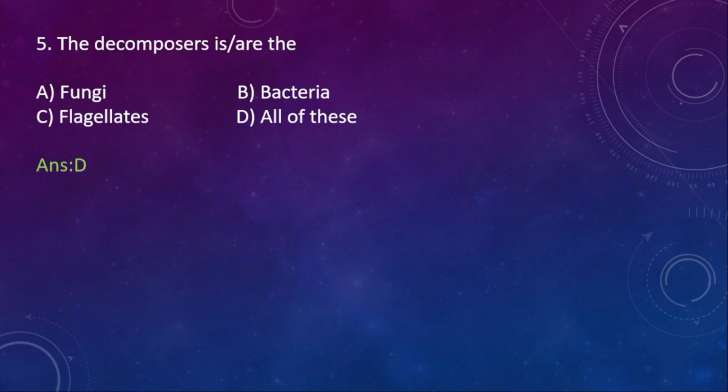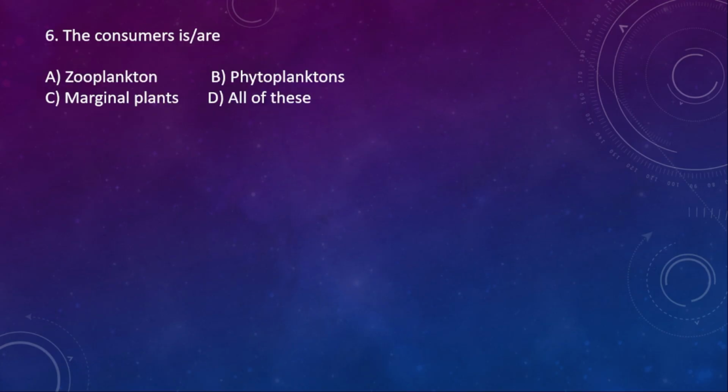Next question, question number 6: the consumers is or are A. Zooplanktons, B. Phytoplanktons, C. Marginal plants, and D. All of this. Here the right option is A, zooplanktons. The consumers are zooplanktons.